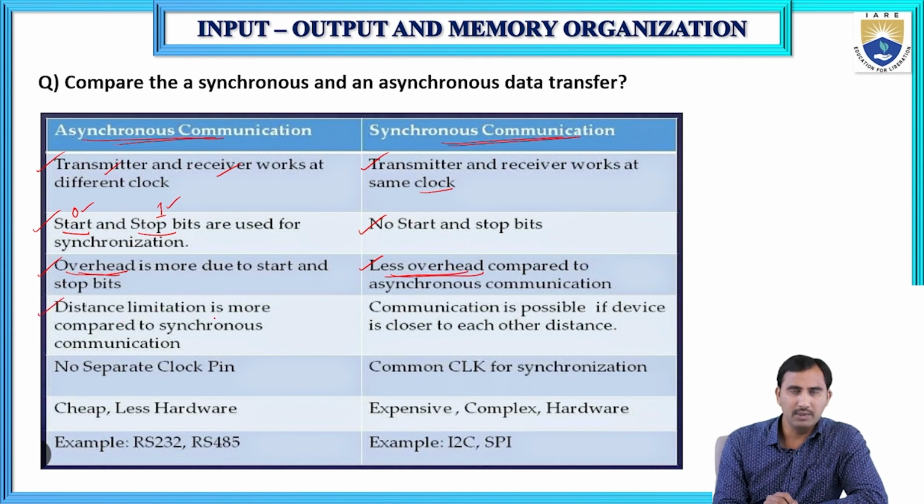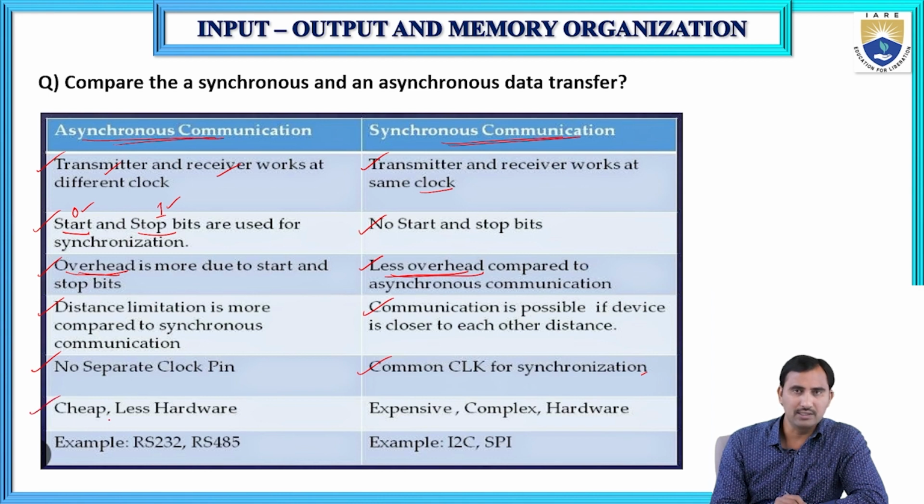And distance limitation is more compared to the synchronous communication. So here the asynchronous communication is used when the distance between the transmitter and receiver is more, and the synchronous communication is used when the transmitter and receiver are very near. There is no separate clock pin in asynchronous communication, and in synchronous communication we have a common clock for synchronization.